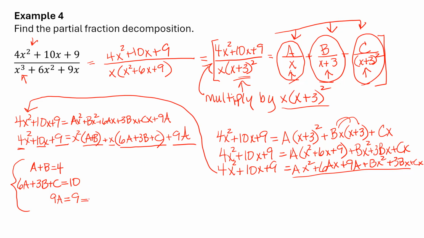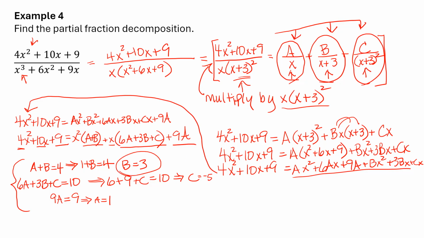So I can see that 9a is 9, which means that a is 1. If I plug that into the first equation, I will get 1 plus b is 4. So b equals 3. And if I plug both of those into the second equation, I will get 6 times 1, or 6, plus 3 times b, which is 9, plus c equals 10. So c, 10 minus 15 will give me negative 5. So c is negative 5. So I've got my a, b, and c, and I can plug those in.